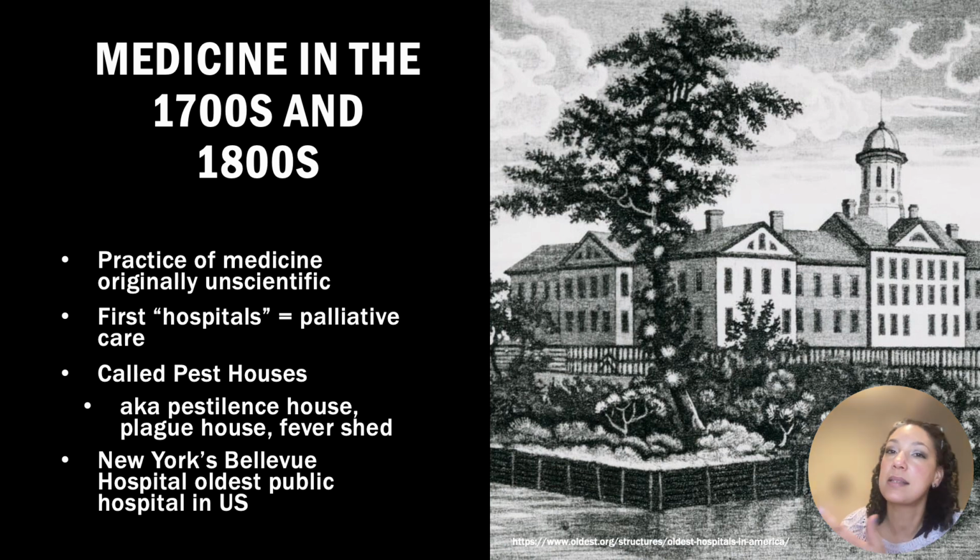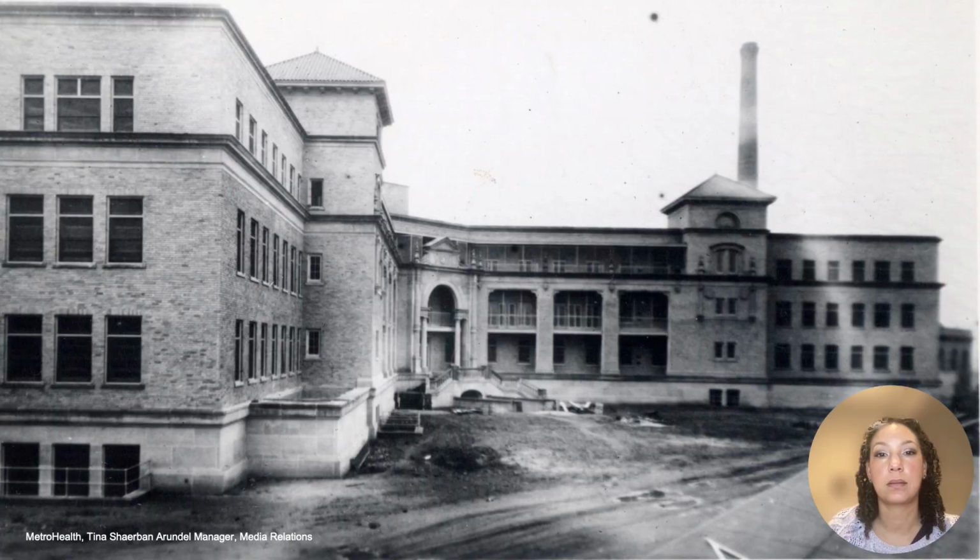They were called pest houses, pestilence houses, plague houses, fever sheds. And you went there for palliation, right? We weren't always sure that you were going to come home. In fact, a lot of the times you didn't. So there's a drawing there of the first one. That's Bellevue Hospital, which is the oldest hospital in the United States. At least they claim to be. It's been disputed, but they claim to be.